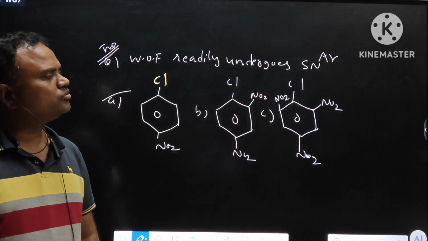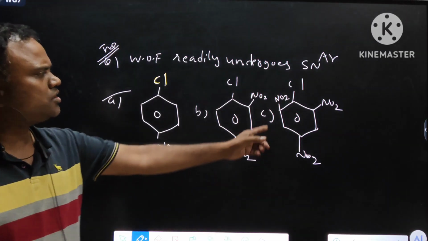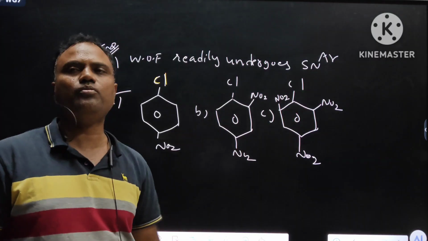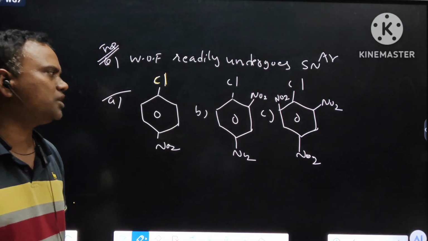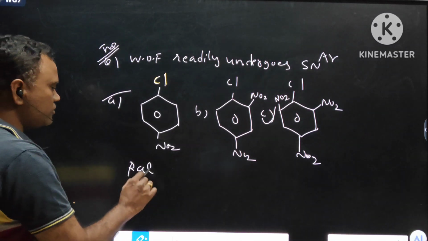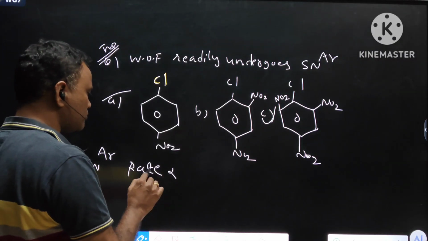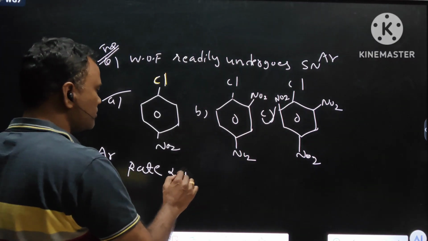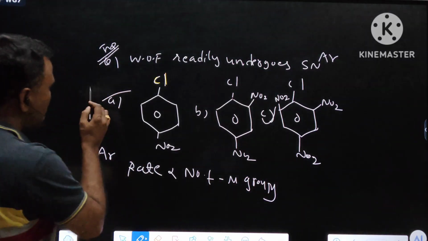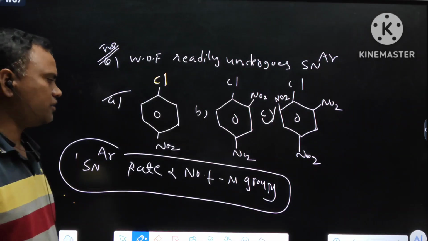Why option 2? This is also ortho only. This is also ortho. Two are ortho. If more is the number of minus M groups, more will be the reaction rate. Okay, you can write: SNAR rate is directly proportional to the number of minus M groups. Important question. If more is the number of minus M groups, more will be the rate. Okay.